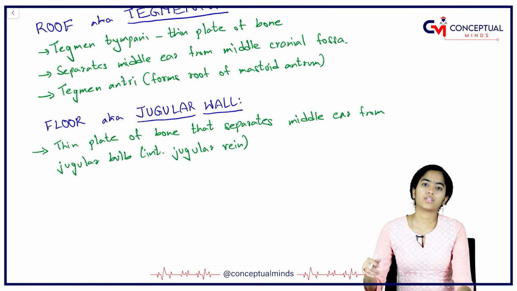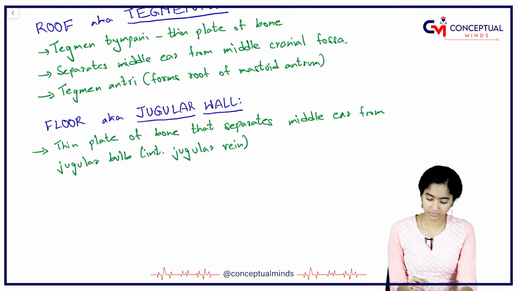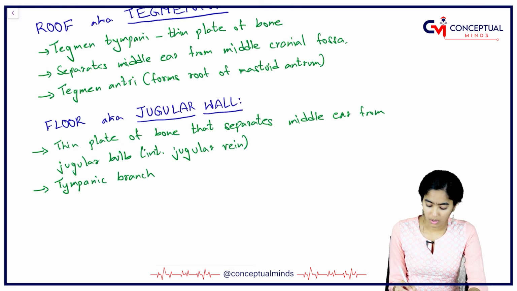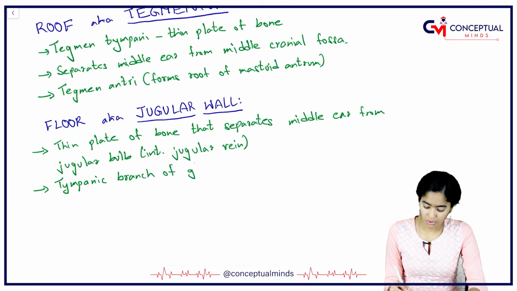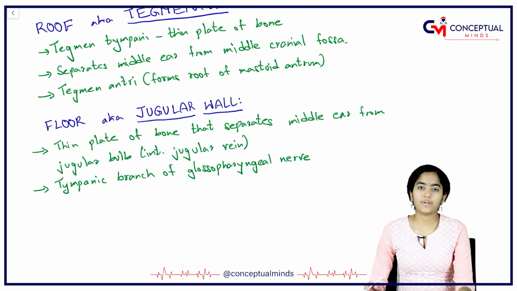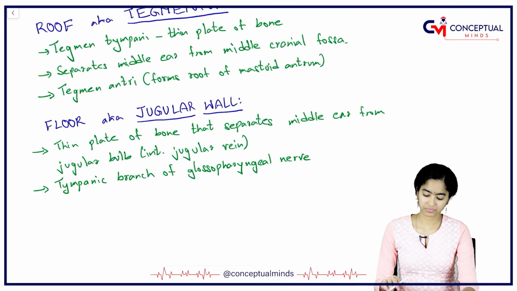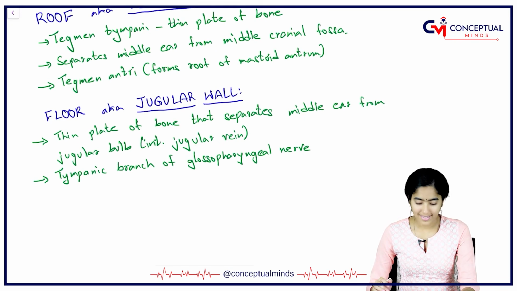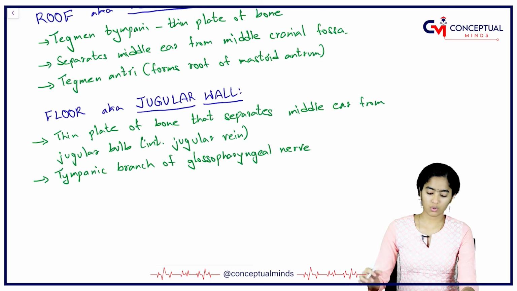Another important structure in the floor of the middle ear is the tympanic branch of the glossopharyngeal nerve, the ninth cranial nerve. It enters the middle ear near the medial wall, through the floor. So, we have studied about the roof and the floor. So far, so good. Next, let us study about the anterior and the posterior walls.